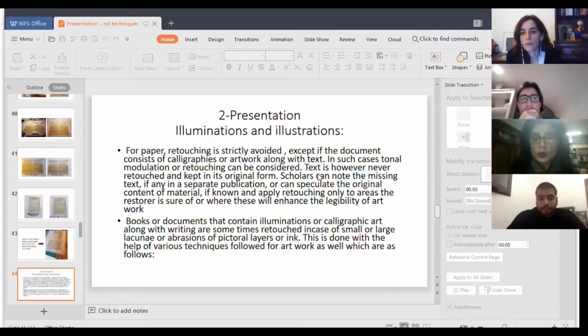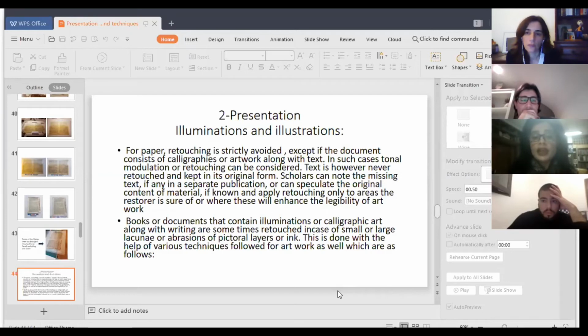Retouching is strictly avoided, except if the document consists of calligraphies or artwork along with text. In such cases, certain techniques are considered. Text is, however, never retouched and kept in its original form. Scholars can note the missing text in a separate publication, or can speculate the original content of the material if known, and apply retouching only to the areas where the restorer is sure.